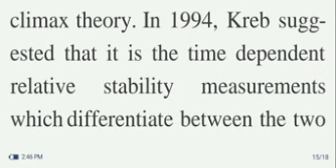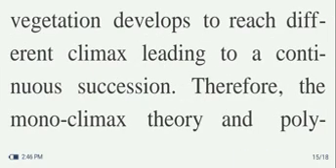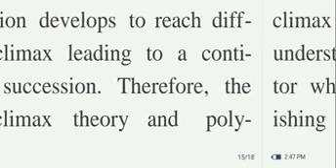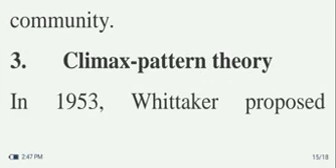In 1994, Krupp suggested that it is the time-independent relative stability measurements which differentiate between the two theories. The factors influencing climax, such as climate, vary with the geological time scale and ecological time scale. Thus, different vegetation helps to reach different climax, leading to a continuous succession. Therefore, the monoclimax theory and polyclimax theory mainly differ in understanding the functional factor responsible for establishing the steady state climax community.